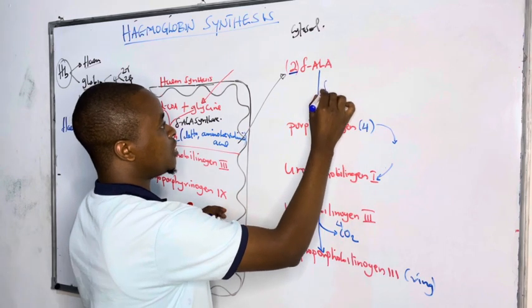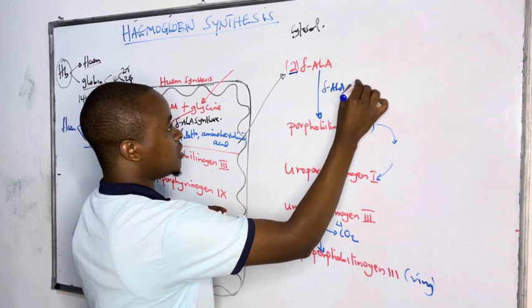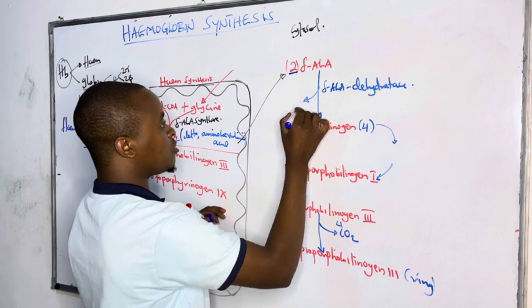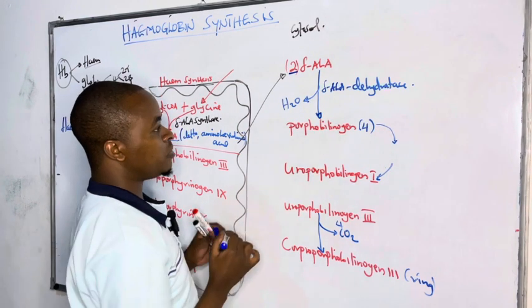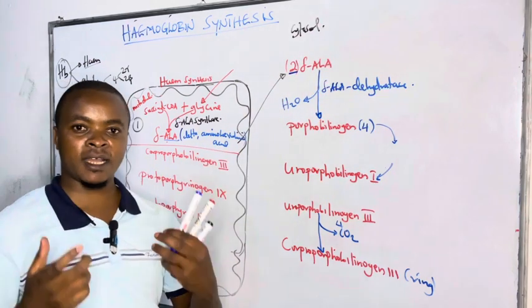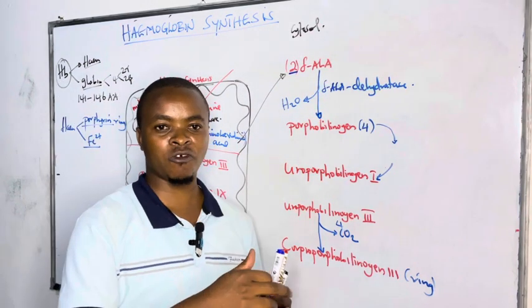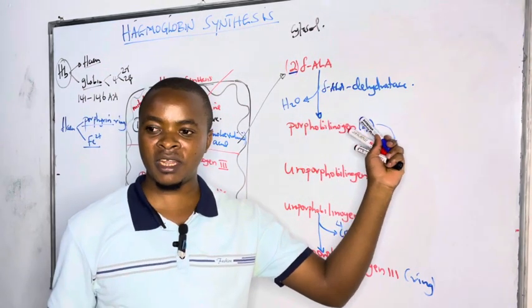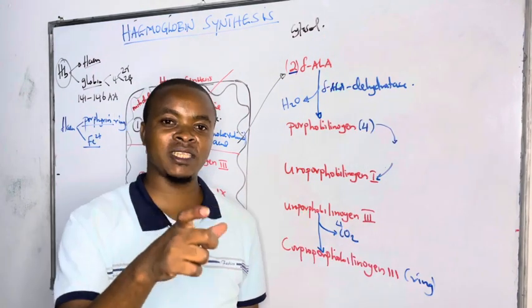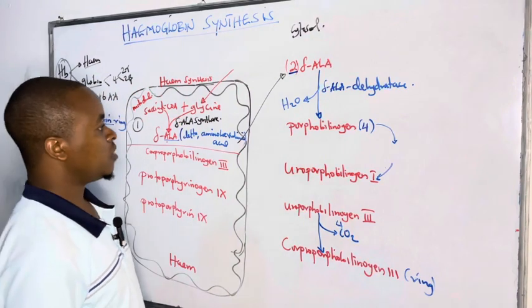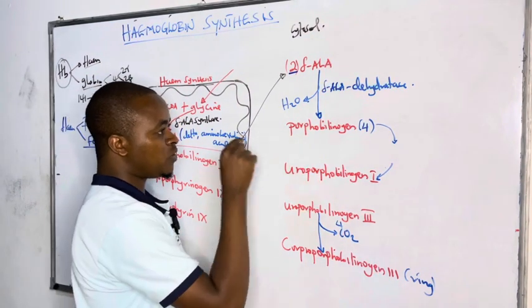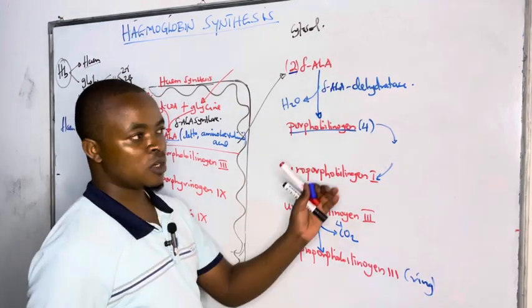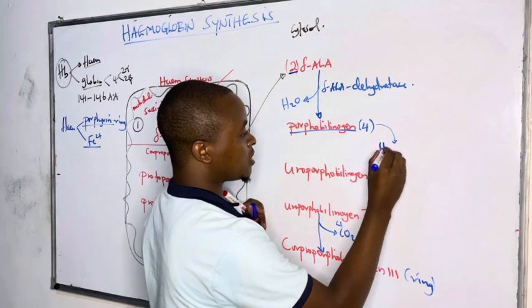Here we have delta aminolevulinic acid dehydratase, meaning it is removing water. There is removal or loss of a water molecule to form porphobilinogen. So two molecules of delta aminolevulinic acid combine together by loss of water to form porphobilinogen in the presence of delta aminolevulinic acid dehydratase. Dehydratase meaning we are removing a water molecule to form porphobilinogen, and four molecules of this porphobilinogen combine to form an intermediate known as hydroxymethylbilane.